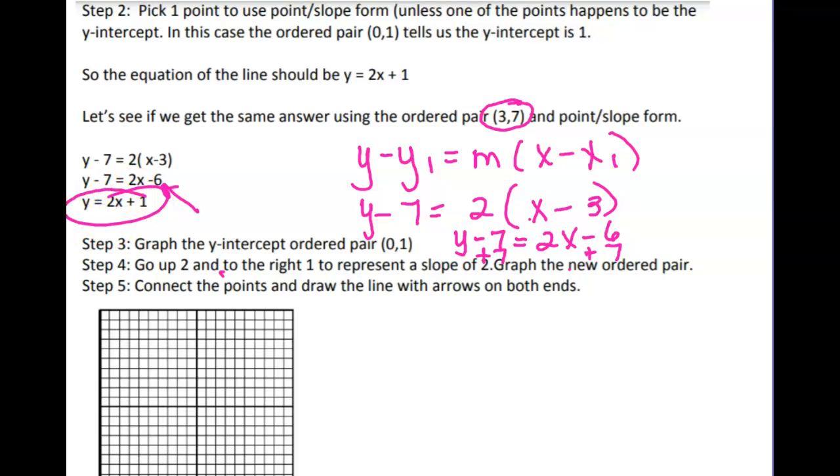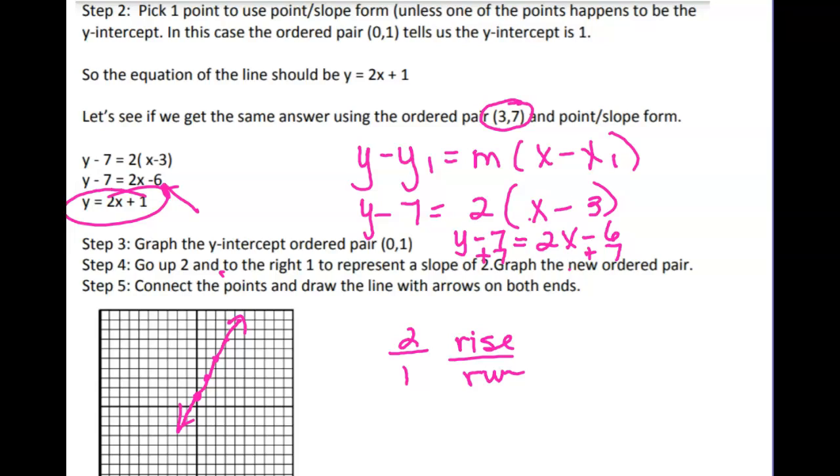Okay, so to graph it, we start at the y-intercept of 1, and then our slope is 2. So 2 over 1, it would be our rise over our run. We're going to go up 2 and to the right 1. And there it is. We connect the points, and we add our arrows. Okay, so really that's it for today. Just a quick review. All right, so if you could follow along.